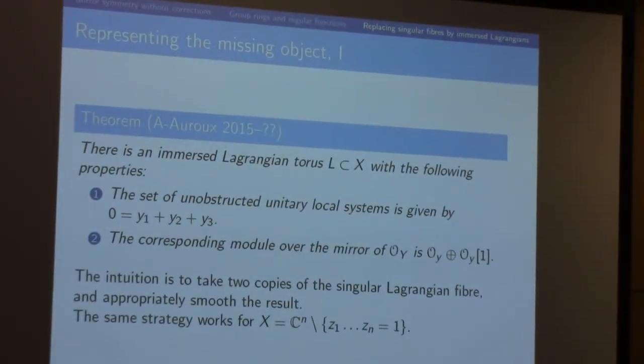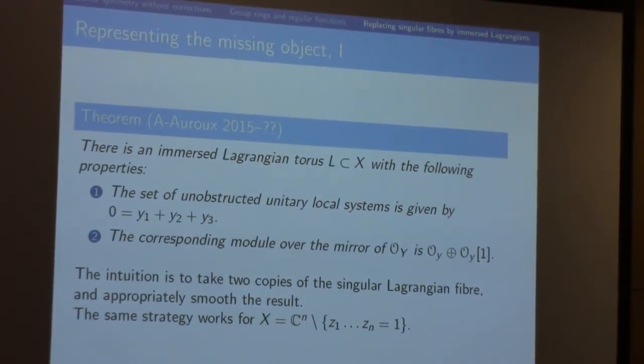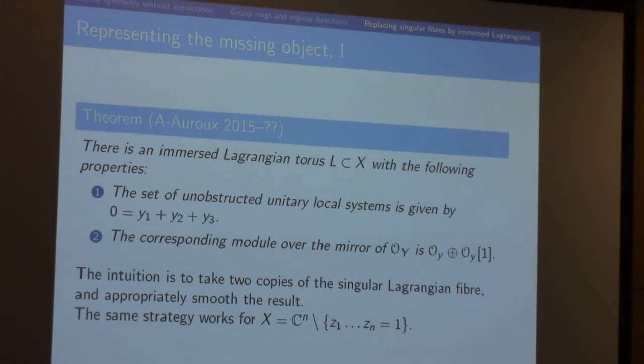Okay, so that's the result. So me and I really proved this last year, but we haven't sat down to write it, and I don't know when we will sit down to write it. The claim is that there is actually an immersed Lagrangian torus, which represents these objects. It doesn't represent these skyscraper sheaves of points directly. It actually represents the direct sum of the structure sheaf of the point with its shift by 1.